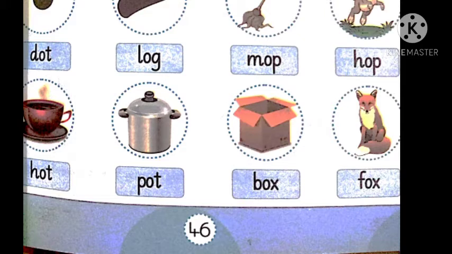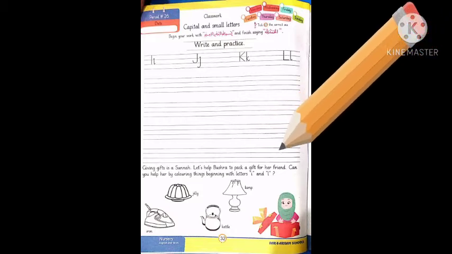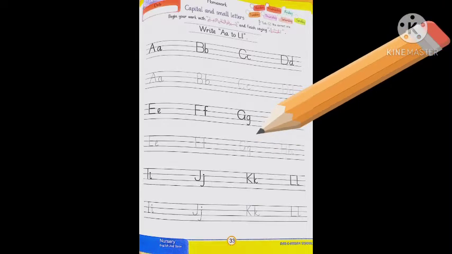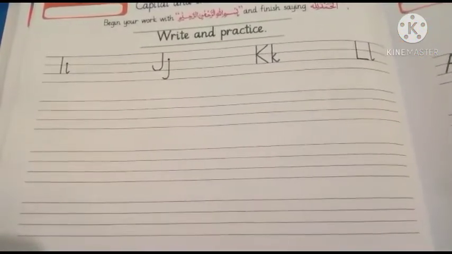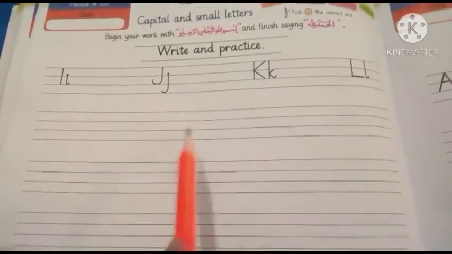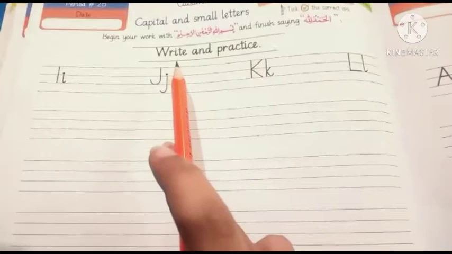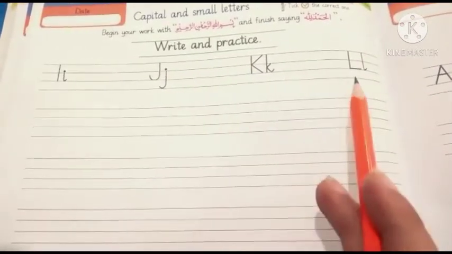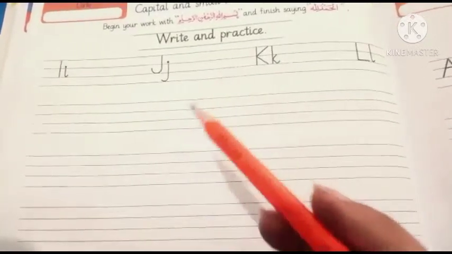So take out your workbook. Page number 32, English workbook. So let's start. Write and practice A to L capital and small alphabets. Dear students, begin your work with Bismillahirrahmanirrahim. In previous lectures, we have done previous letters. Now we are going to do I, J, K and L.